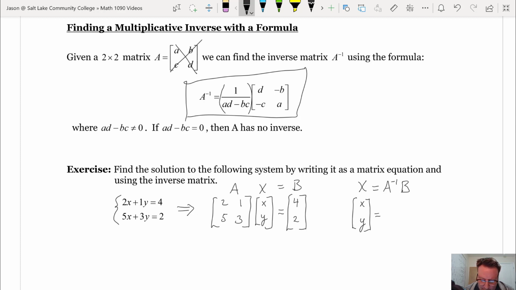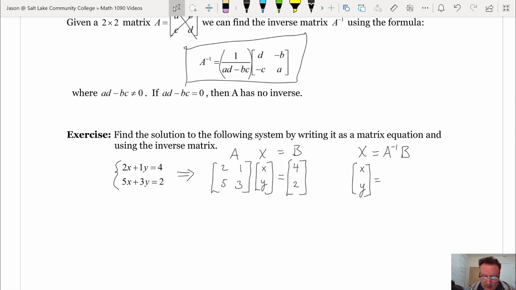And A inverse, okay, we haven't computed A inverse yet. What is A inverse? So let's use the formula in the box above. A inverse will equal 1 over AD minus BC. So remember, AD is the product of the diagonal elements. That's going to be 2 times 3, that's 6. And then minus BC, that's 1 times 5, so minus 5.